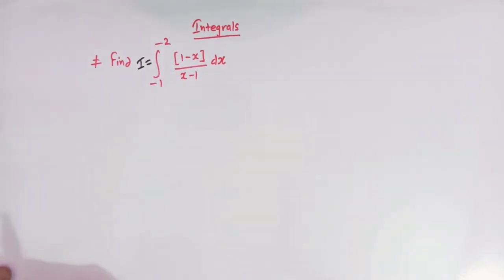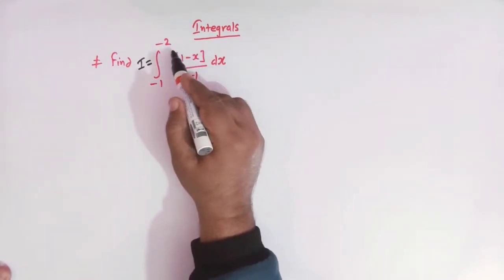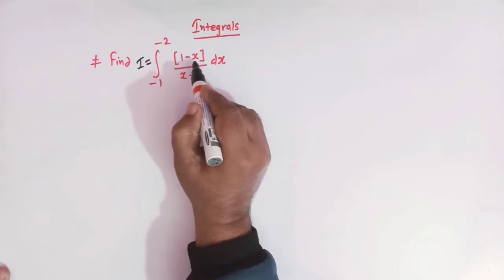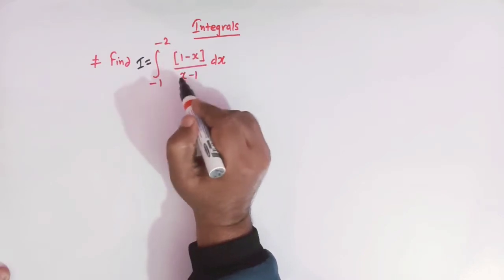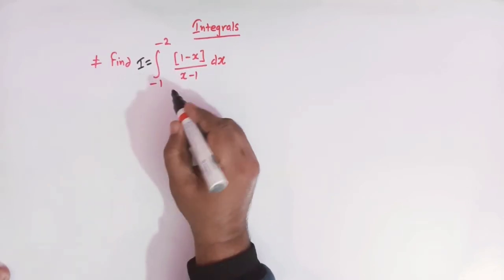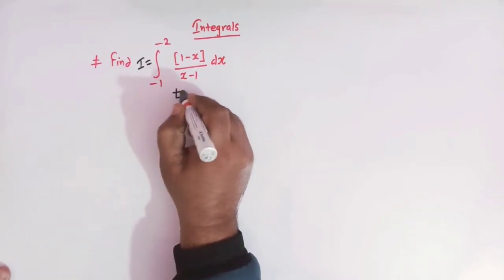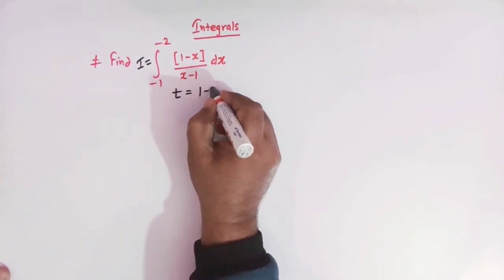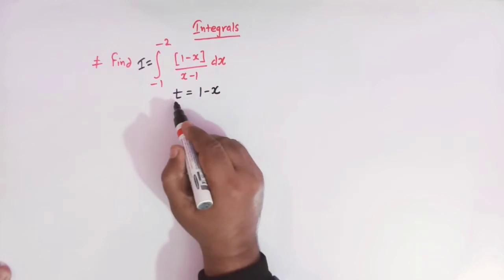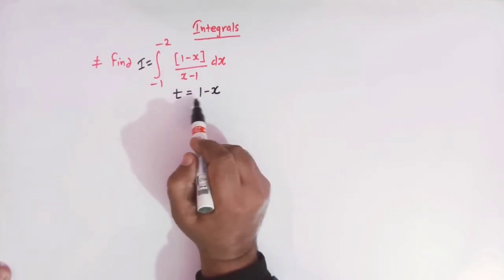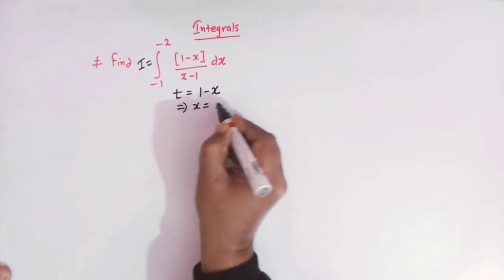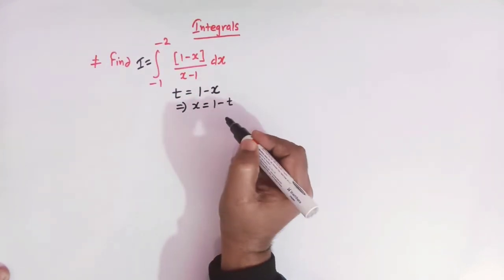And here, in the integrand we have the greatest integer of 1 minus x, right? So what we will do, we will make use of the method of substitution, and we'll take t is equal to 1 minus x, right? So here we'll introduce a new parameter t, and we'll take t is equal to 1 minus x, so that x is equal to 1 minus t, right?